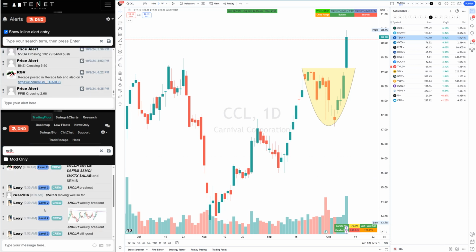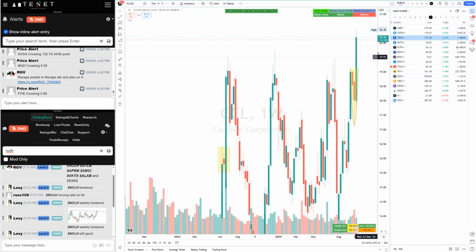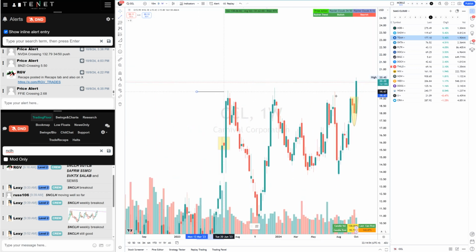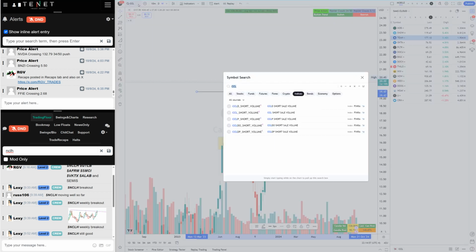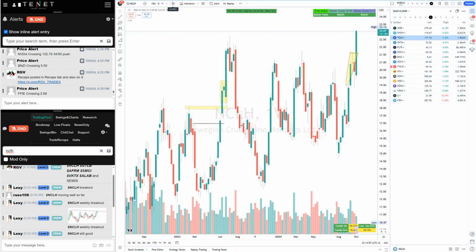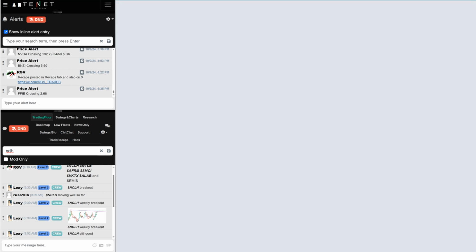There was a call-out, nice guidance by Lexi as well on NCLH on that breakout. You can also call it a weekly breakout. If you look at the bigger picture, it was also a weekly breakout there as well. Initially, it was a daily breakout, and then it was a weekly breakout. Definitely good setups. So next one was one of our earning plays this morning.